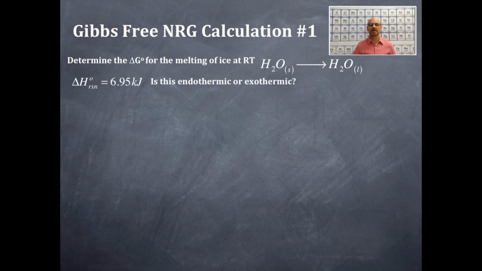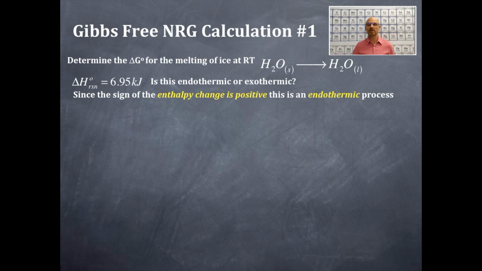The sign lets you know whether it's endothermic or exothermic, based on the sign, not the numeric value. It doesn't matter that it's 6.95 or 0.695 or 695. What matters is the sign in front of it. And since the sign here is positive for the enthalpy term, this is an endothermic process.